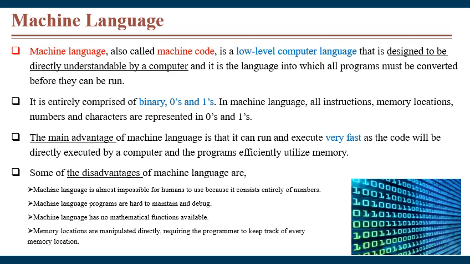Some of the disadvantages of machine languages are: machine language is almost impossible for humans to use because it consists entirely of numbers. فكرة أو صعوبة تحويل كل شيء بنتعامل معاه لأرقام دي بتبقى مسألة بتحد من إمكانية استخدامنا للماشين لانجوج. Machine language programs are hard to maintain and debug.